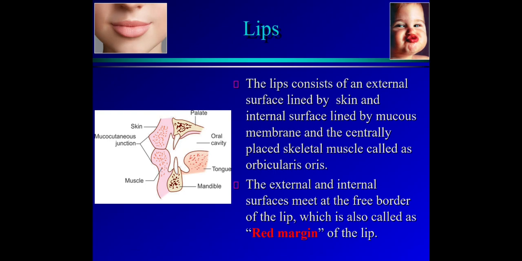The external and internal surfaces meet at the free border of the lip, which is also called the red margin. Okay, so laypeople think that this red margin is the lip on which we apply the lipstick. But these lips are not just the red margin; this is the fleshy fold which forms the boundary of the oral fissure.